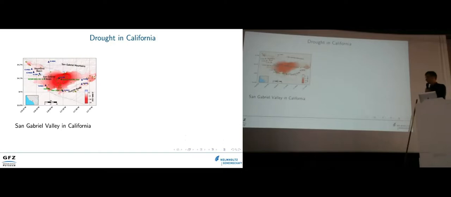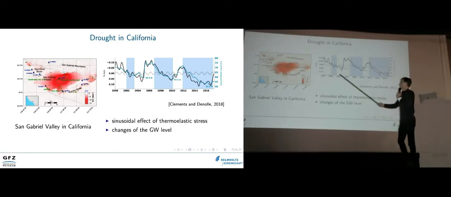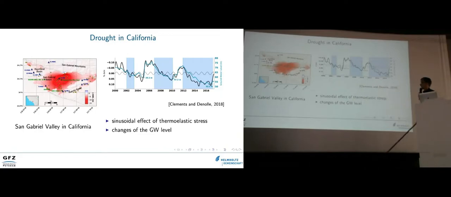Another application on groundwater level in a completely different environment, in the San Gabriel Valley in California, is very interesting, because it also shows a clear correlation between the observed water level in a well and the observed velocity changes in a completely different environment.